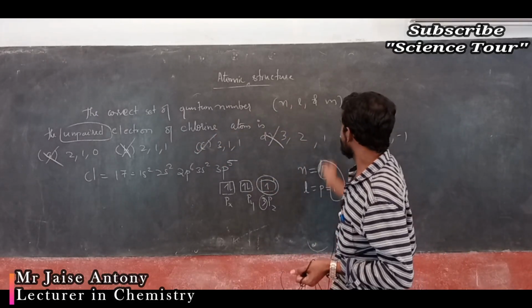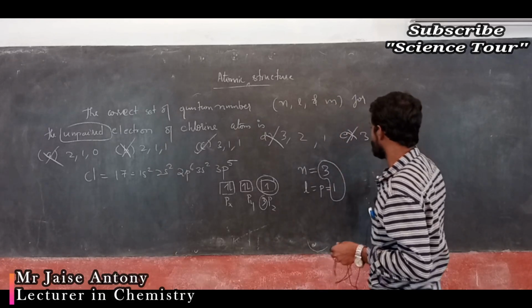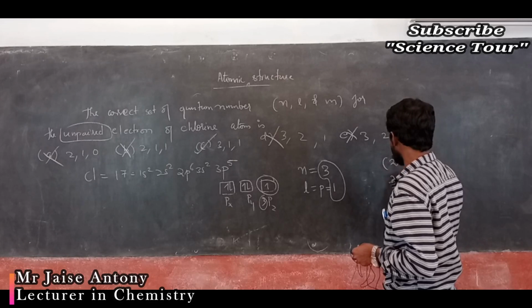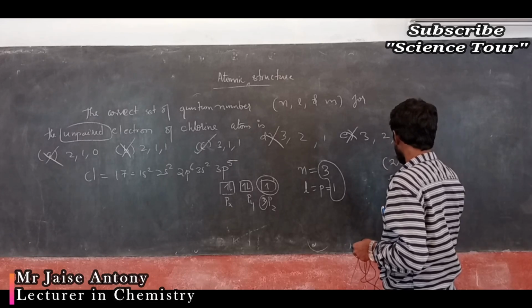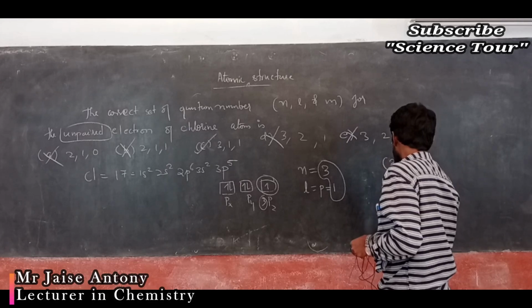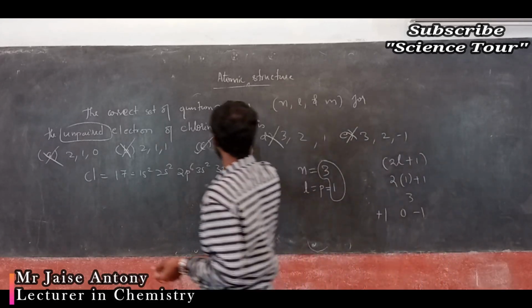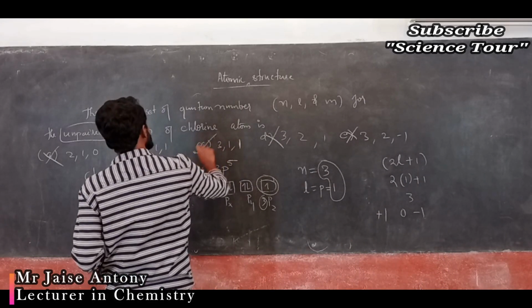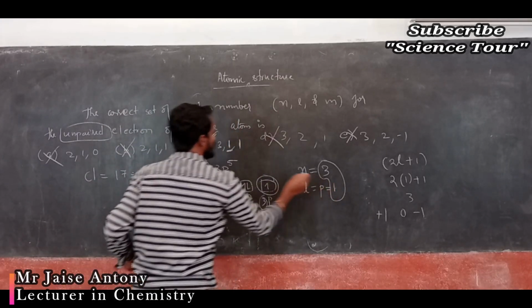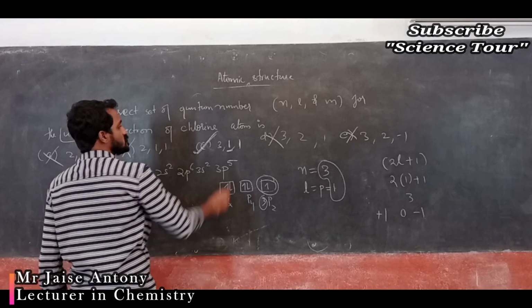3, 1. The m value means 2l plus 1. 2 into l, which is 1, plus 1. 3 values: 0, plus 1, minus 1. So it may be plus or minus 1. This is the correct answer. Plus 1 is there. So here the second value for l is 1. l is equal to p is 1.